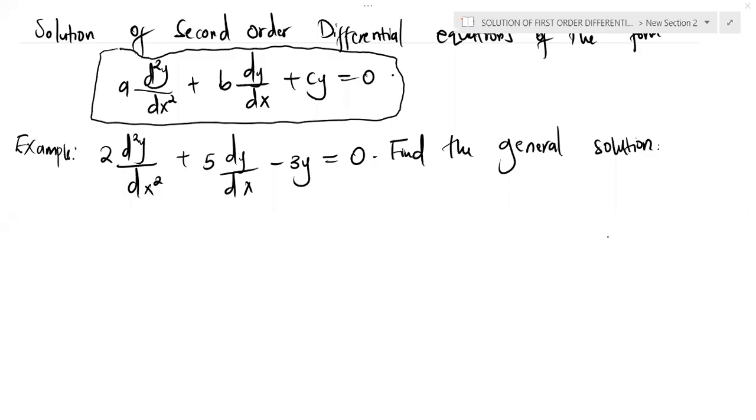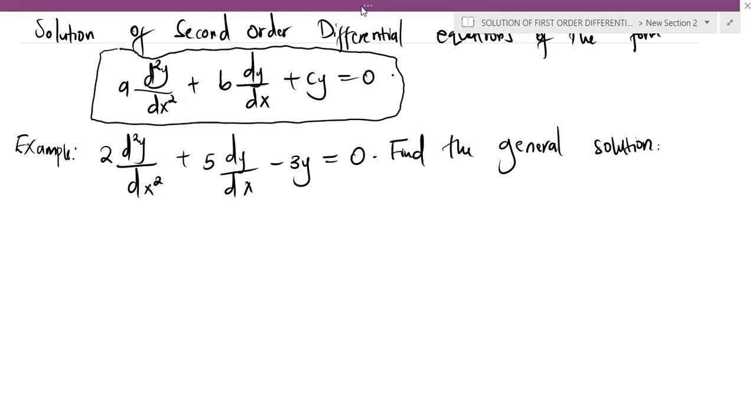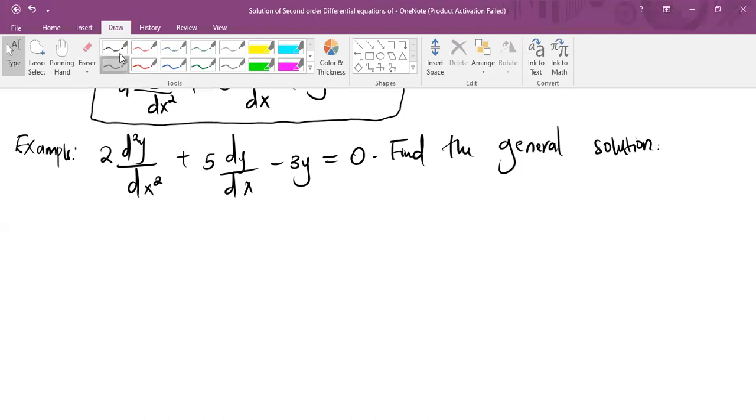Hello, guys. So given a second order differential equation of the form a d2y/dx² + b dy/dx + cy = 0, where a, b, c are constants, how exactly do we go about finding the solutions? This is what we'll be doing. We'll be carrying out the following replacements as we solve.